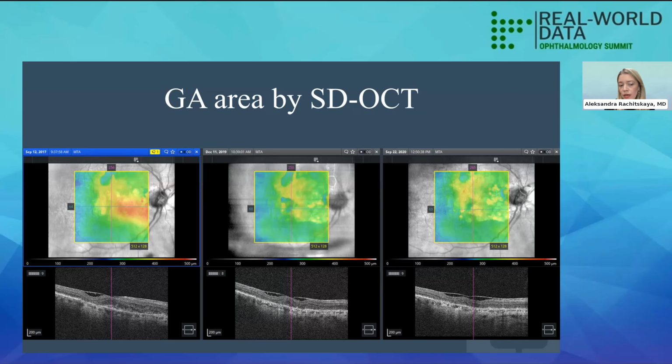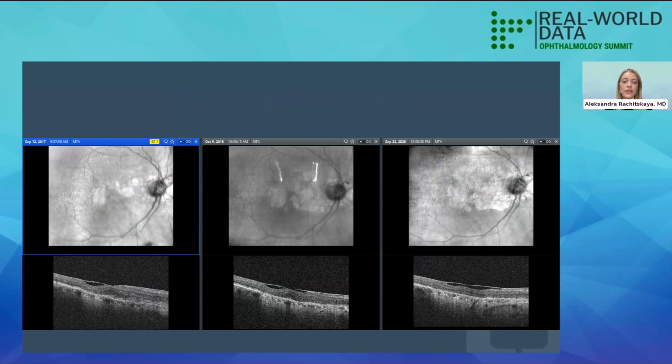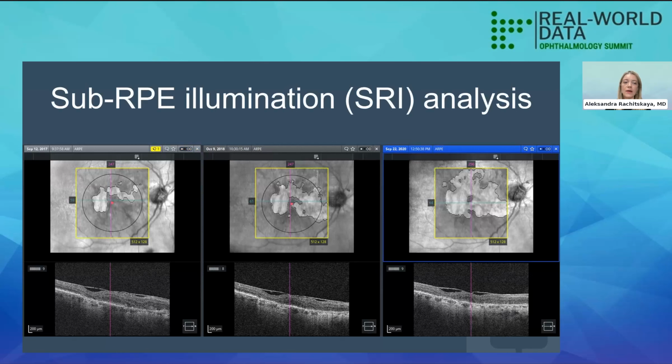So this is how I usually look at geographic atrophy using SD-OCT. In particular, I utilize sub-RPE illumination analysis as shown in this picture. That outlines the areas of geographic atrophy. And there's been a lot of research done utilizing this analysis by Dr. Rosenfeld and other groups, showing that when you look at geographic atrophy, and especially if you adjust for segmentation errors, this is very close to fundus autofluorescence.